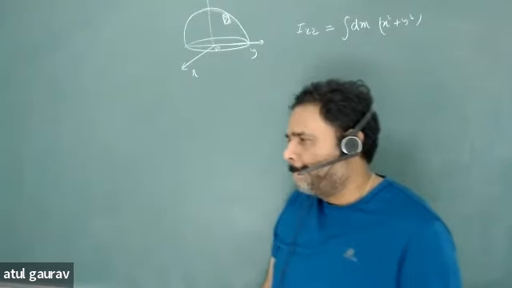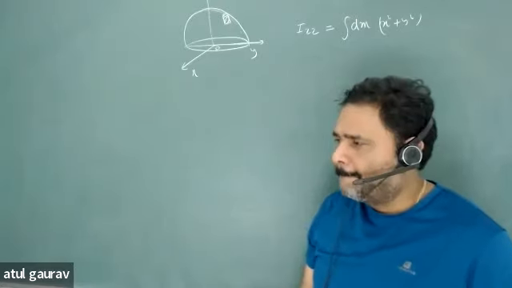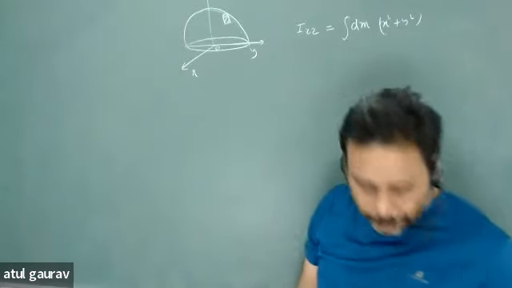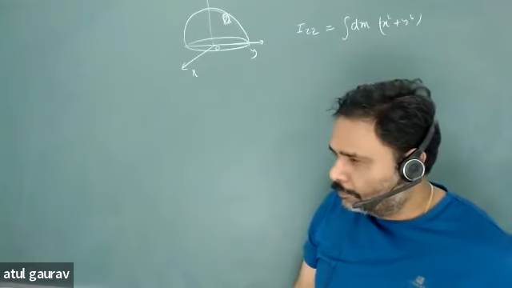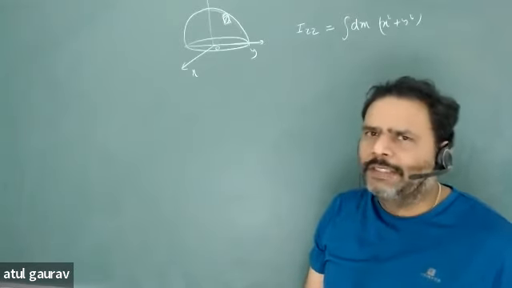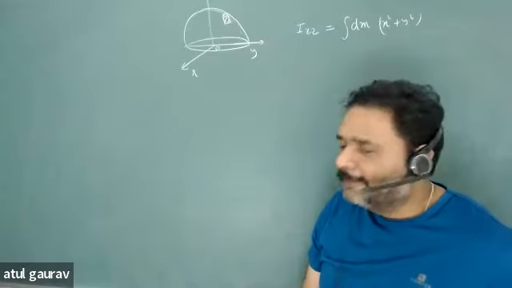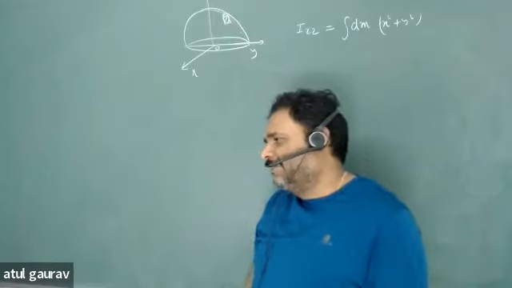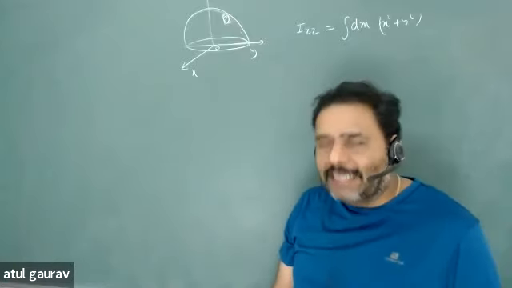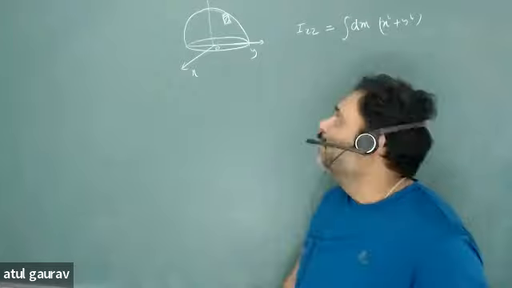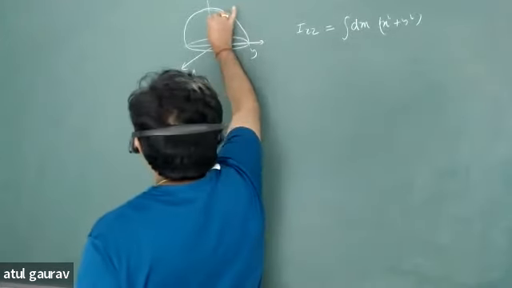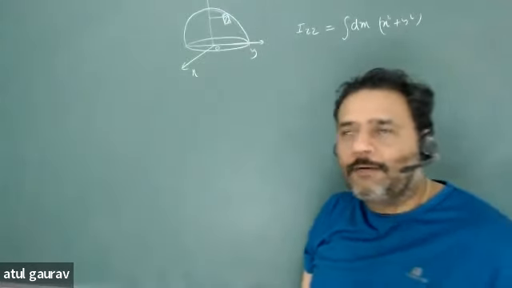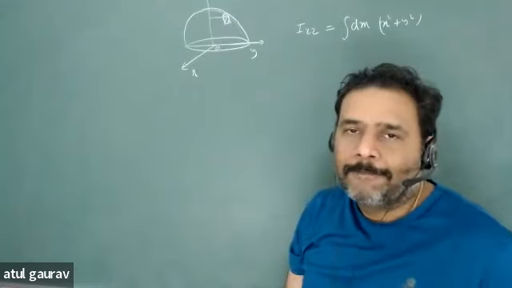Sir, r sin theta is the perpendicular distance from the z axis. What are you saying? X square plus Y square equals Z square minus R square, that everyone knows. Perpendicular distance from z axis. Exactly. This is nothing but the perpendicular distance from z axis. The mass element's perpendicular distance is with the z axis.